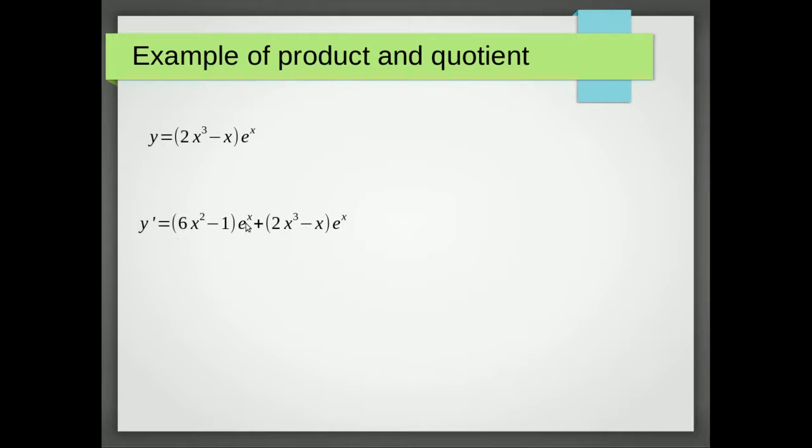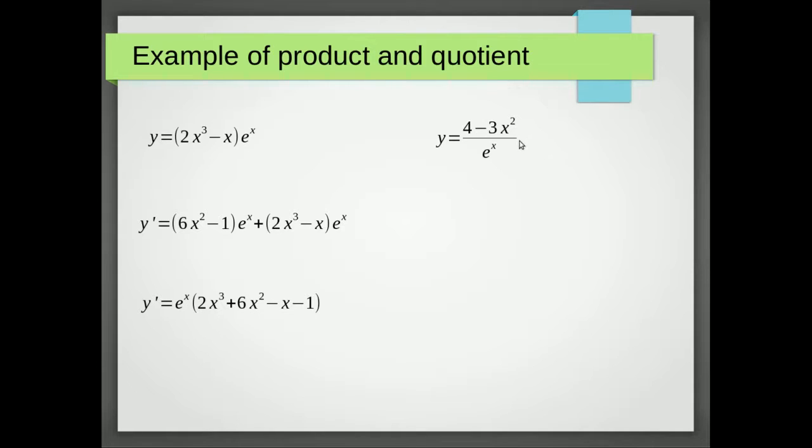Now what you might notice is we've got e to the x in both terms, and although you don't have to do this for some courses, if we wanted to simplify it we can take that out. We have e to the x and we have the 2x cubed, the 6x squared, the minus x and the minus 1. Well, what about a quotient?